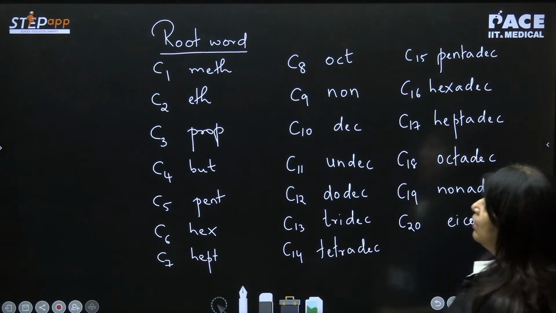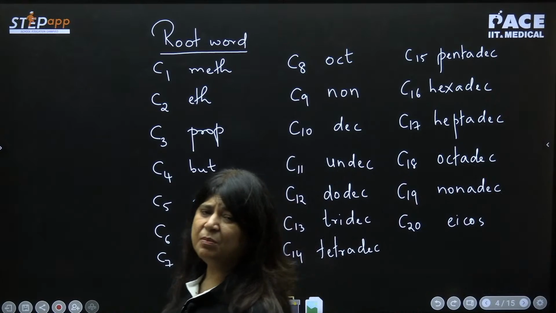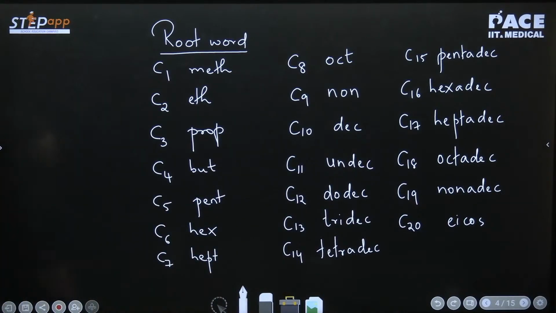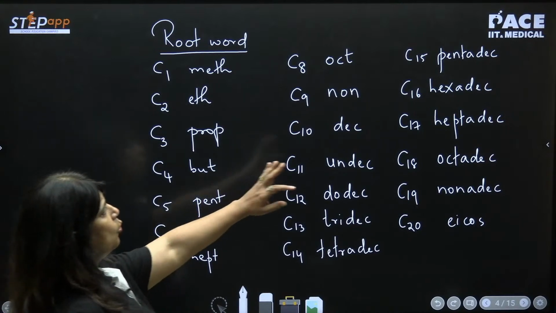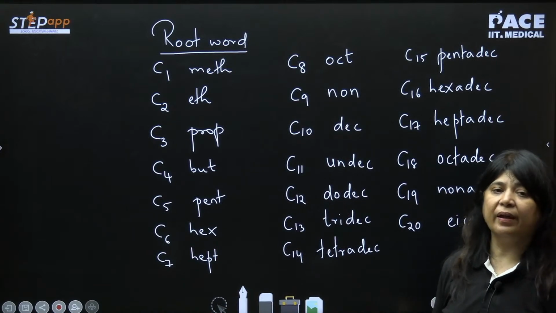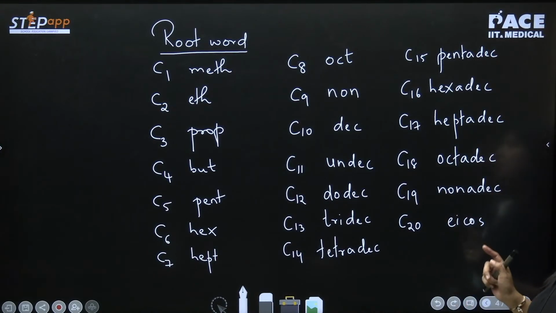So the maximum you should know is, I think, not more than 15 carbons. If you know the root words up to 15 carbons, it is more than sufficient. They are not going to ask you beyond that. So this is a root word.